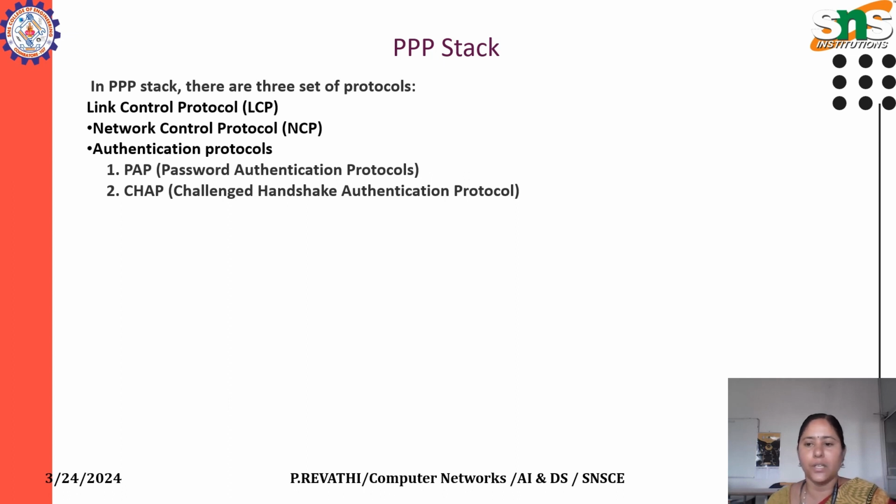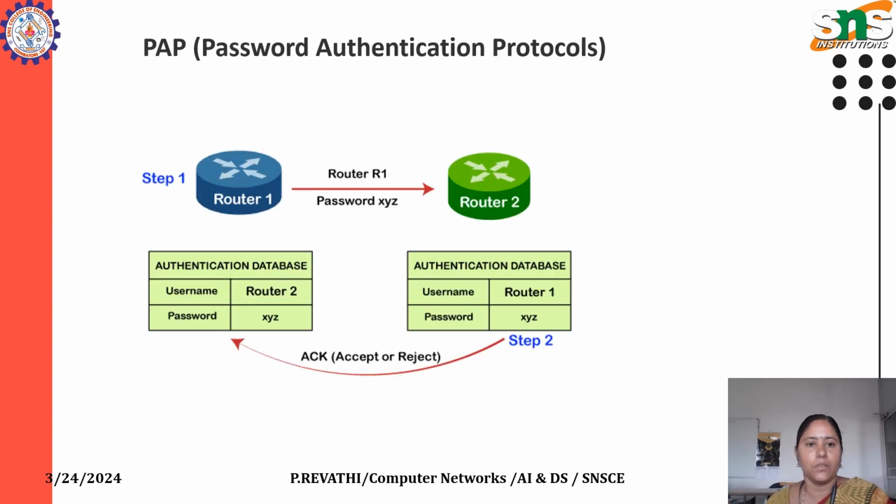Authentication protocols. There are two types of authentication protocols. PAP, which means Password Authentication Protocol, and CHAP, Challenge Handshake Authentication Protocol. PAP, Password Authentication Protocol. PAP is less secure as compared to CHAP, as in the case of PAP, the password is sent in the form of clear text. It is a two-step process.